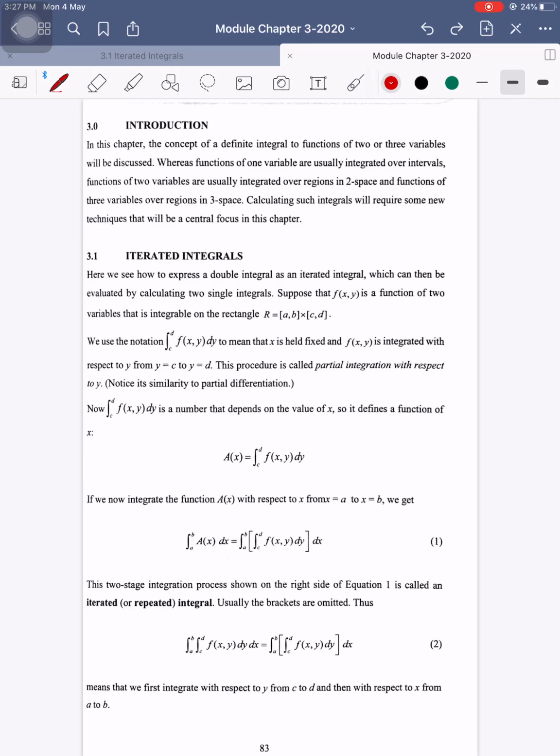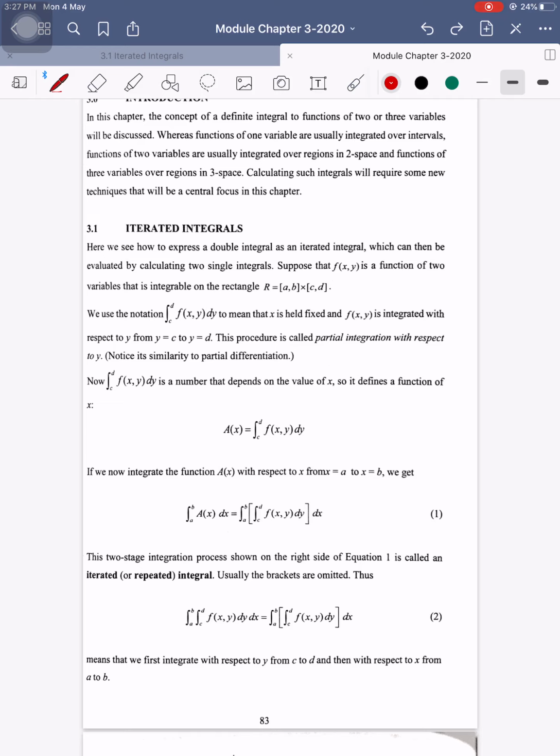So today I'm going to continue on chapter 3, multiple integrals. We start with iterated integrals, topic 3.1. By the end of this subtopic, you should know how to evaluate or solve iterated integrals.